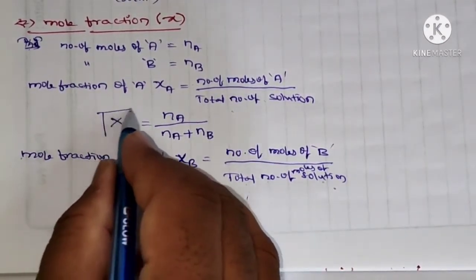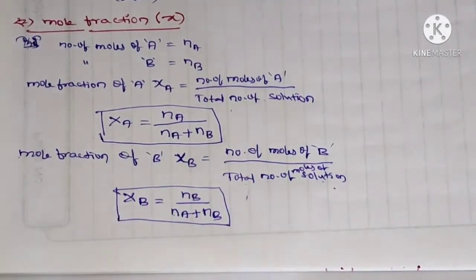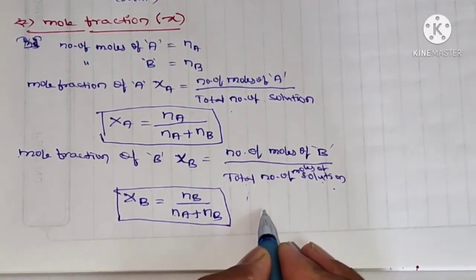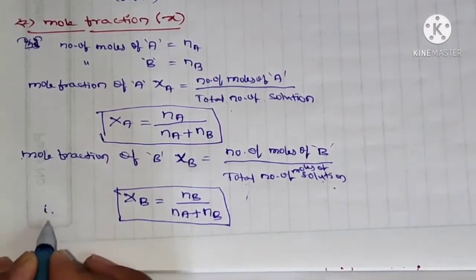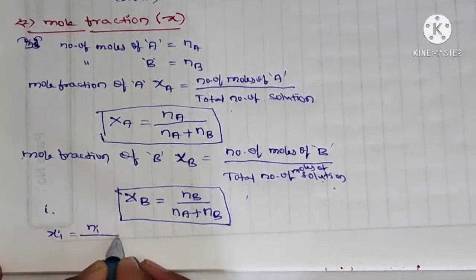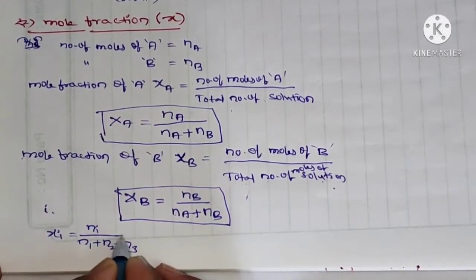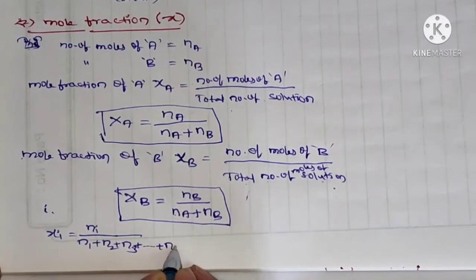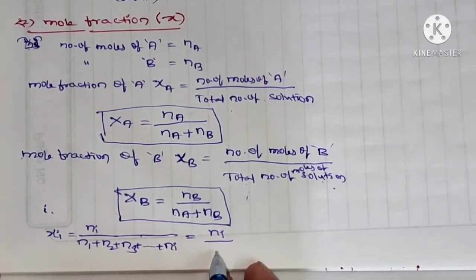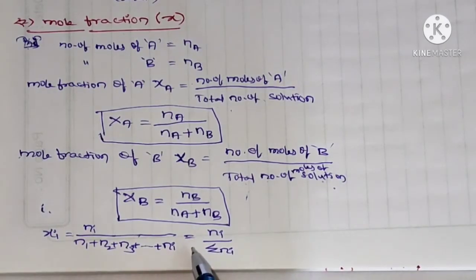So this is for A component mole fraction and this is for B component mole fraction. Here, if a solution contains i number of components, then we can write that xi is equal to ni divided by n1 plus n2 plus n3 and so on plus ni. So we can write ni divided by sigma ni for i number of components.